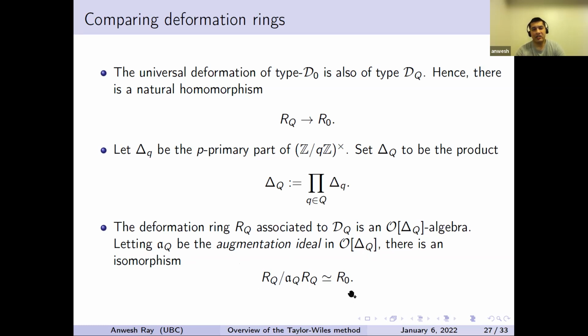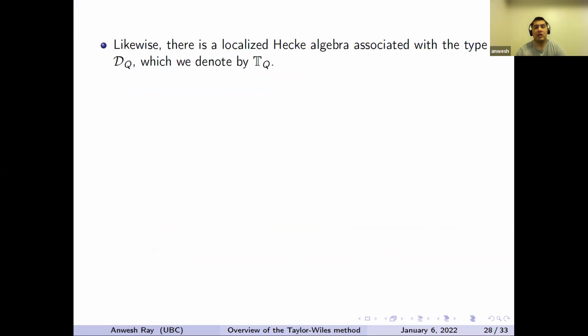So there's a very nice relationship between these two deformation rings. Okay. So we can do this for deformation rings. We can also do it for the Hecke algebra. Once again, there's a very special congruence group over which we can look at Hecke operators, and we can define the Hecke algebra associated to this deformation type D_Q.